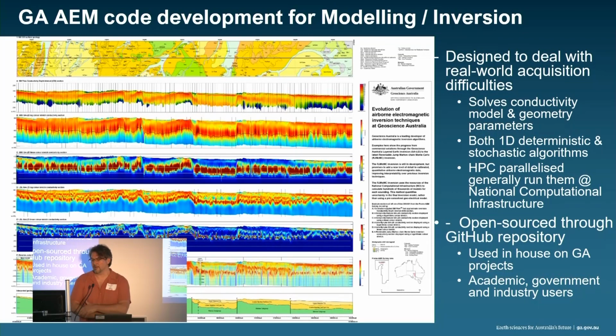All our codes are free, and anyone can access them. We have a GitHub repository. We have parallelized them to run on the NCI, which stands for the National Computational Infrastructure. And most of our codes we run on the different lines for curation of the data and to try and extract the greatest bit of analysis we can from them.